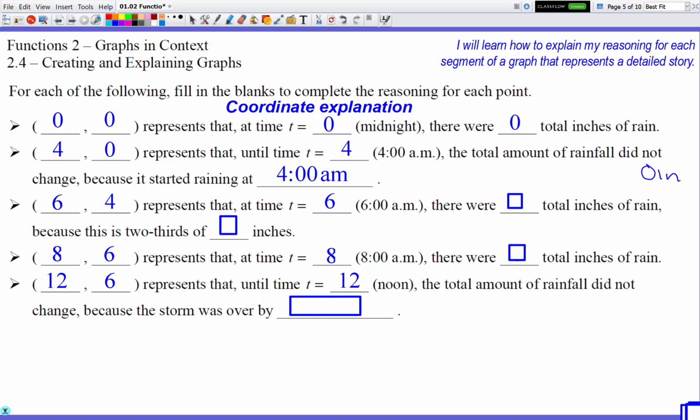Because it started raining at 4 a.m. Okay. Your next y value, the third one, 6, 4. So why is it 4 now? So what does the 4 stand for? Well, the 4 stands for 4 inches of rain so far.